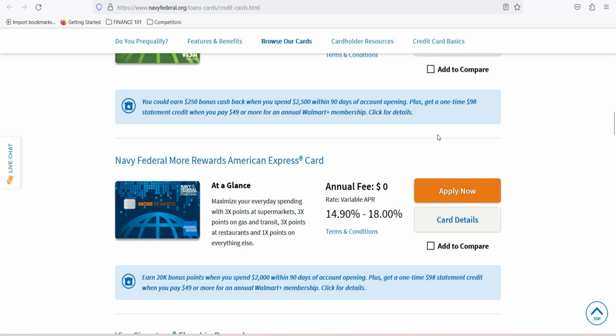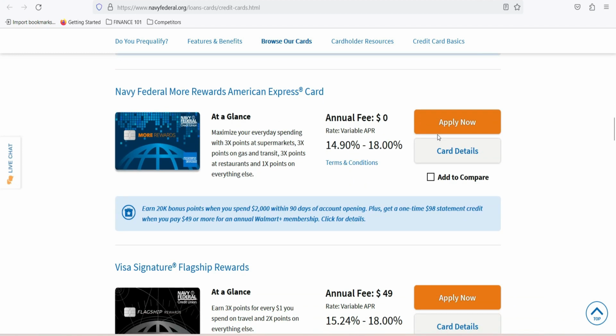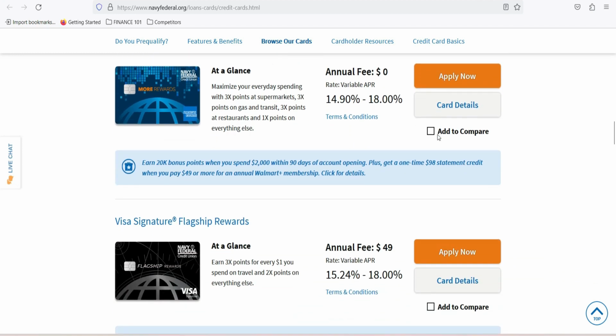7. Wait for approval. After submitting your application, you'll need to wait for Navy Federal Credit Union to review and process it. The duration of this process can vary, and you may receive an instant decision or need to wait a few days for a response. 8. Follow up if necessary. If your application is not instantly approved, or if you're asked to provide additional information, be proactive in following up. Navy Federal's customer service can provide guidance and updates on your application status.